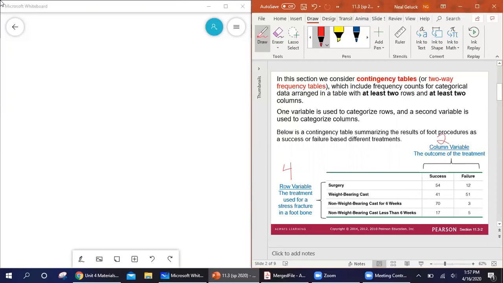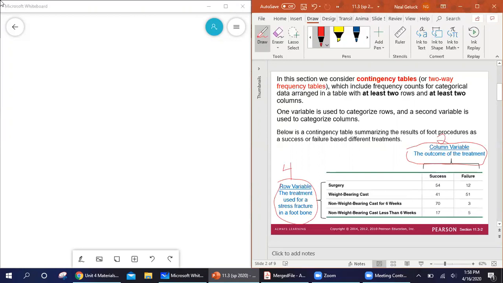The overview of this problem is that somebody had, I believe, a stress fracture in their foot, and we're trying to figure out the success versus failure based off of the different options they have for their treatment. So the row variable is the treatment. Do they have surgery? Do they have a cast where they bear weight, non-weight bearing for less than 6 weeks, non-weight bearing for 6 weeks? So they've got 4 different types of treatment, and then we measure whether it was a success or failure in the other variable.